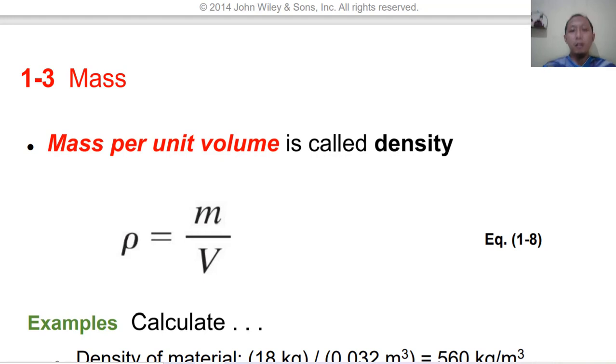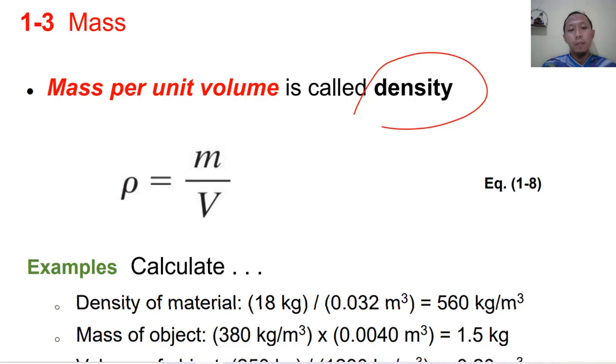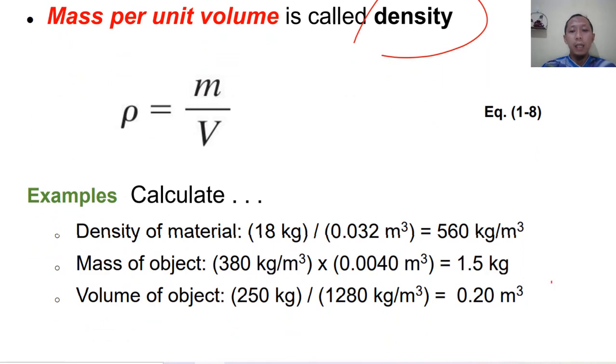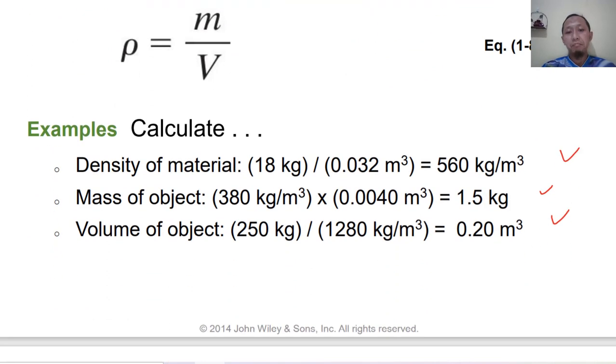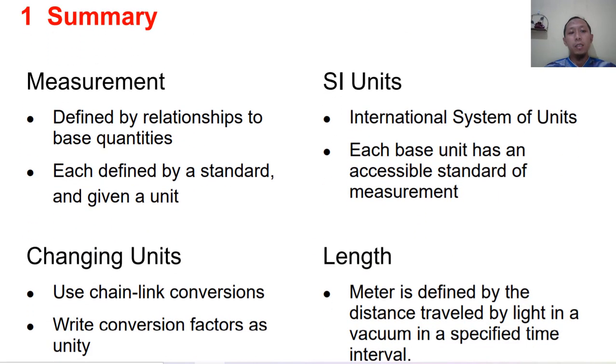The mass per unit volume we call density. So the density, rho, is equal to m over V. M is the mass of the object, V is the volume, and rho is the density of the material. So in summary, measurements are defined by relationship to base quantities. If we would like to compare or measure a distance, we have to convert it to units, or standards, each defined by a standard and given a unit.